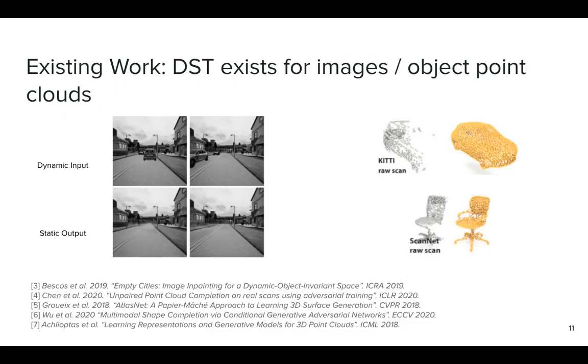DST for images and object point clouds have been explored as shown here. The left image denotes an existing work that presents an end-to-end deep learning framework to turn images with dynamic content into static frames. However, this work uses segmentation information for dynamic objects, which is hard to obtain. Another related work on shape-based point clouds is shown in the image on the right. The technique primarily addresses scan completion, employs an unpaired and unsupervised strategy to complete partial point cloud scans. But their method, when adopted for LiDAR scan completion, fares poorly.